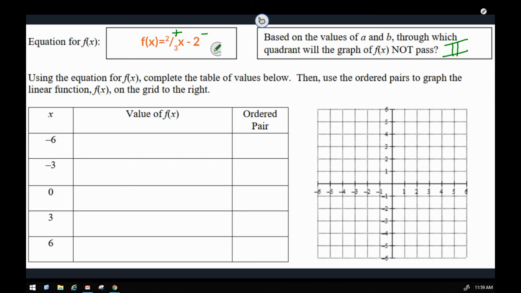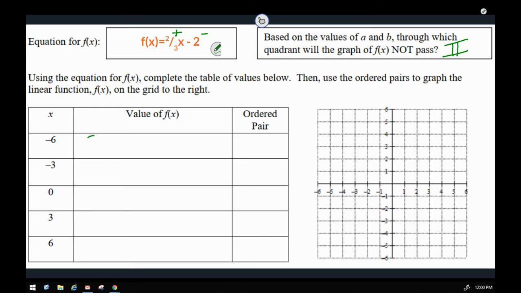All right, so this first time, we're going to go through all of the algebra to get our line. And then after that, I promise I won't make you do too much craziness that you already know how to do, okay? So it says, using the equation for f of x, complete the table of values below, then use the ordered pairs to graph the linear function on the grid to the right. Okay, so they're giving us x values, and they're asking us to plug them into our equation, solve for y, and get an ordered pair.